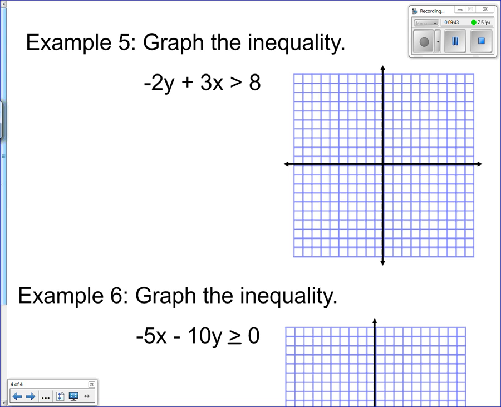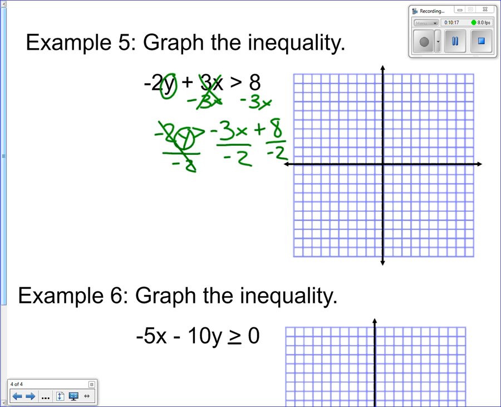Last two examples on the back of that page. When you look at this, again, I hope you see on example 5, the y is not by itself. So we need to make that happen. So I move the 3x by subtracting it, cancel it out. Bring down, don't forget, the negative 2y is greater than negative 3x plus an 8. Still want y by itself, so divide by a negative 2.